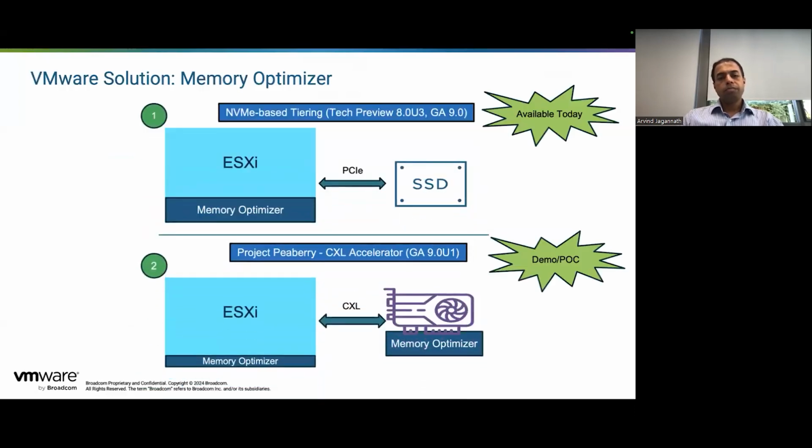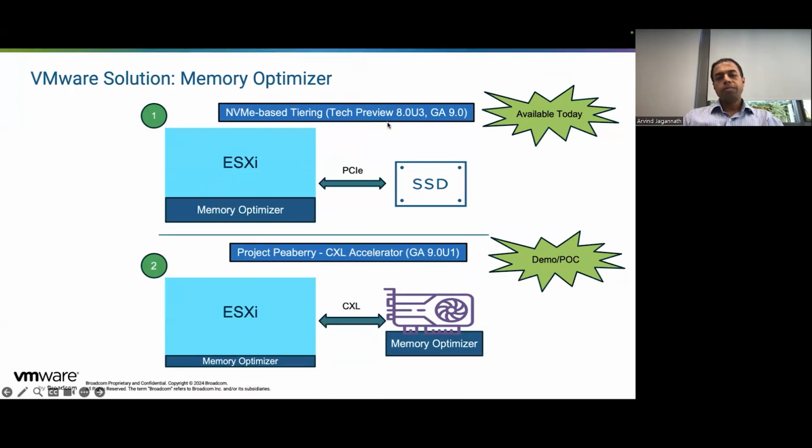So basically, there are two solutions that are available. One is the NVMe based tiering. And today, vSphere 8.0 U3 is already released. And with that, we announced a tech preview.